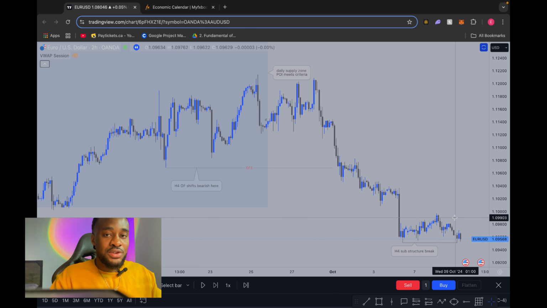All right, so now that I know that the H4 is bearish, I can go and take a screenshot by holding Option and Command S, and boom, just like that, I just took a screenshot.